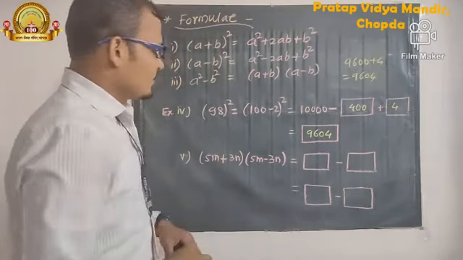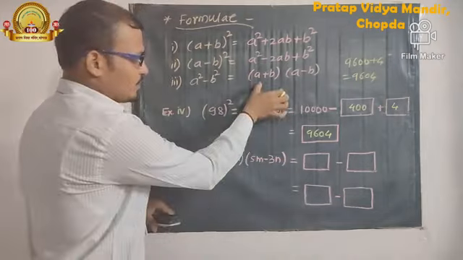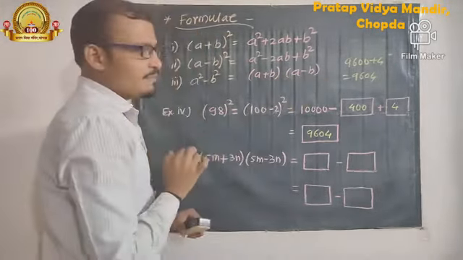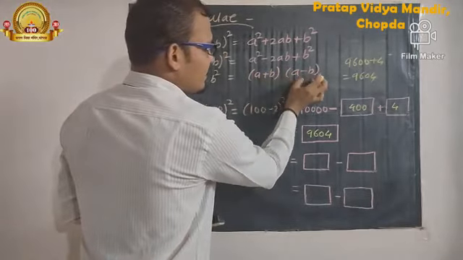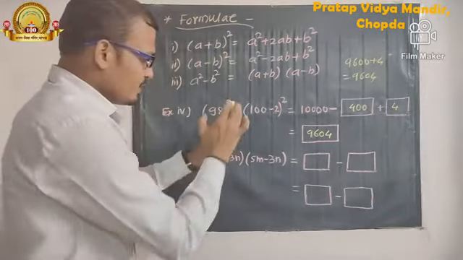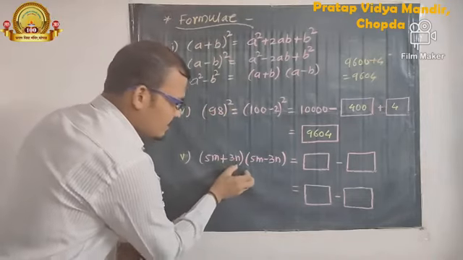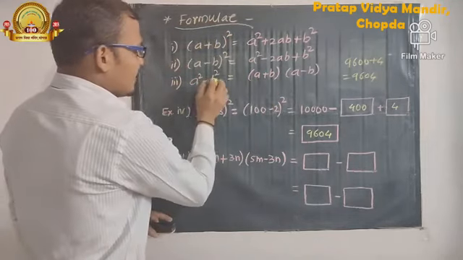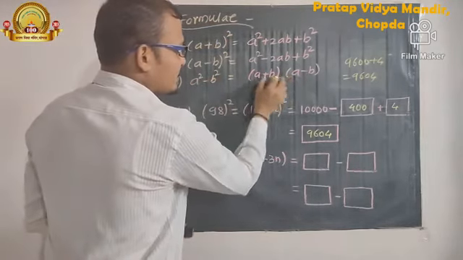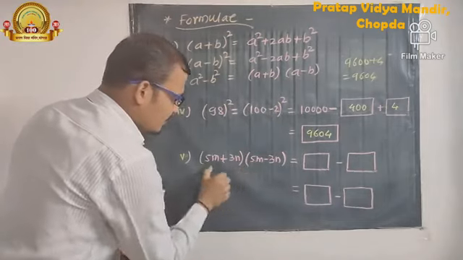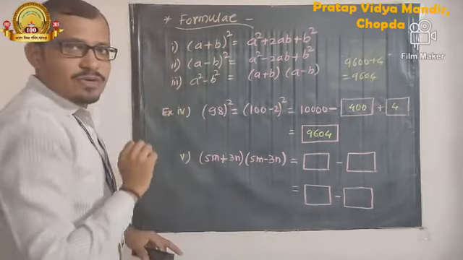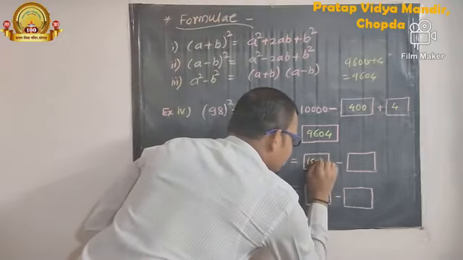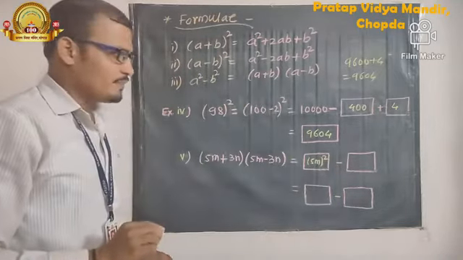Our last activity is (5m plus 3n) (5m minus 3n). Here, which formula is applicable? The last formula is applicable here: (a plus b)(a minus b). And what is the formula of (a plus b)(a minus b)? a square minus b square. In the same manner, we have given (5m plus 3n)(5m minus 3n). So the first term is common here, so we take the square of the first term. What is the square of the first term? (5m) bracket square.